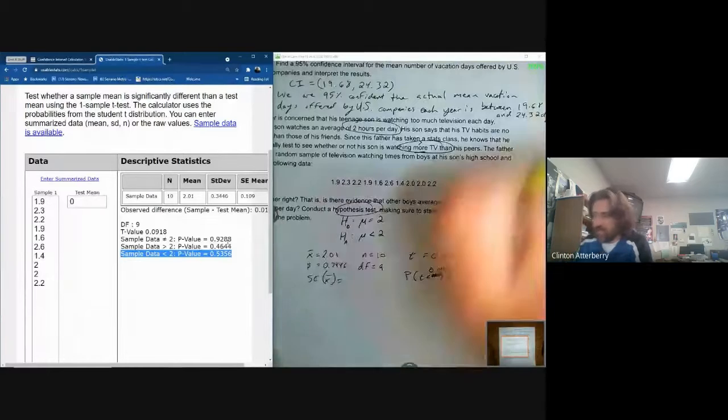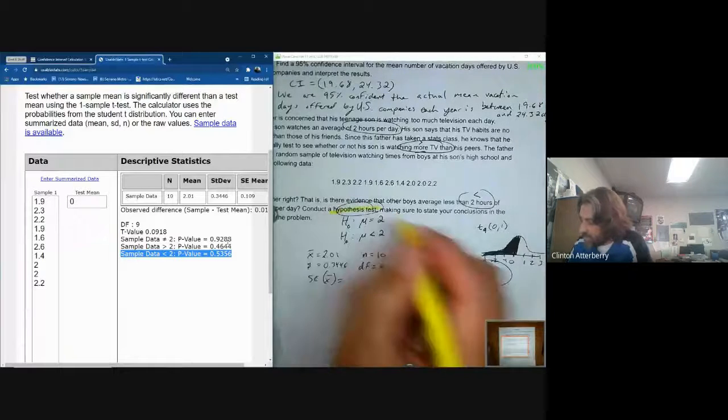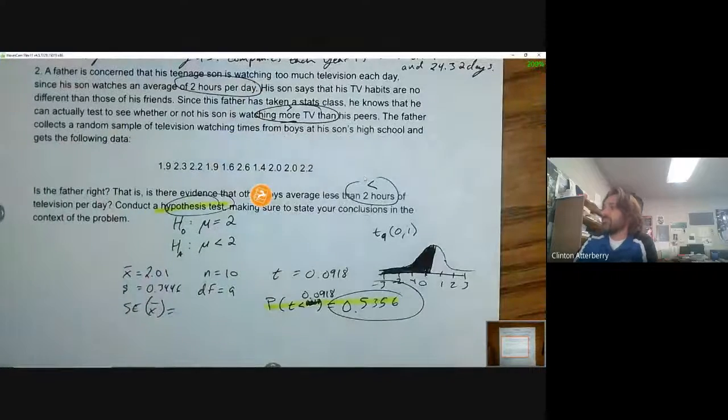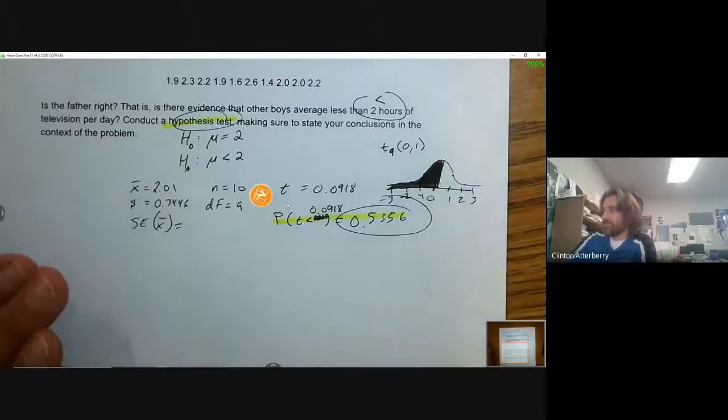Okay, that is the test. The test is to get our p-value. So based on this, we have to then state a conclusion. Remember, there's only 2 conclusions.